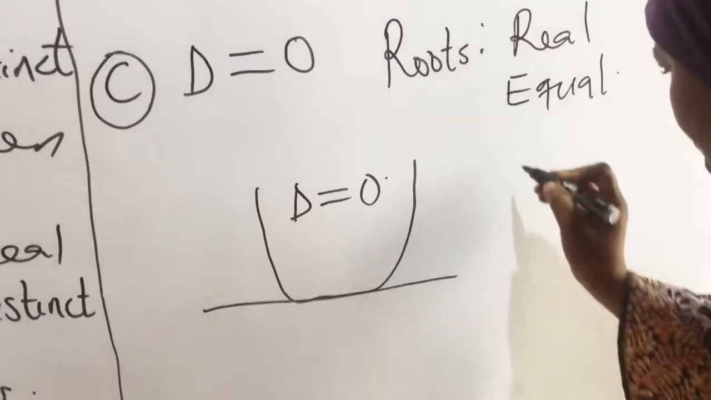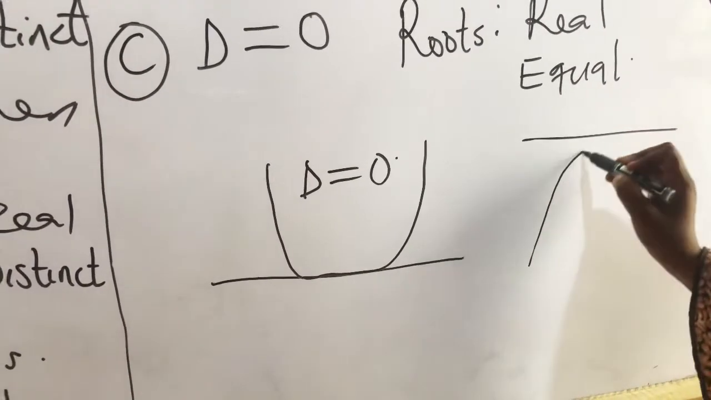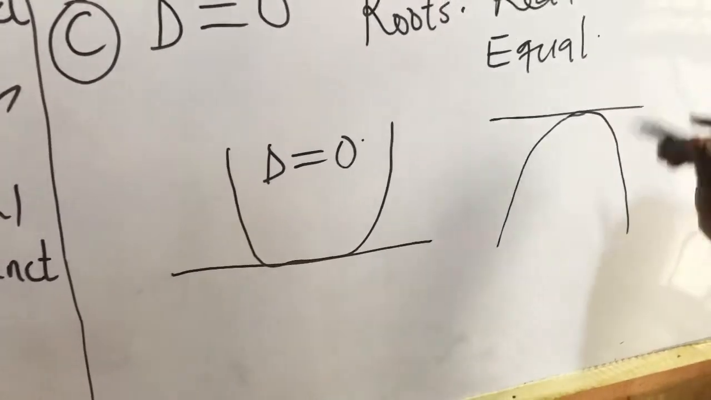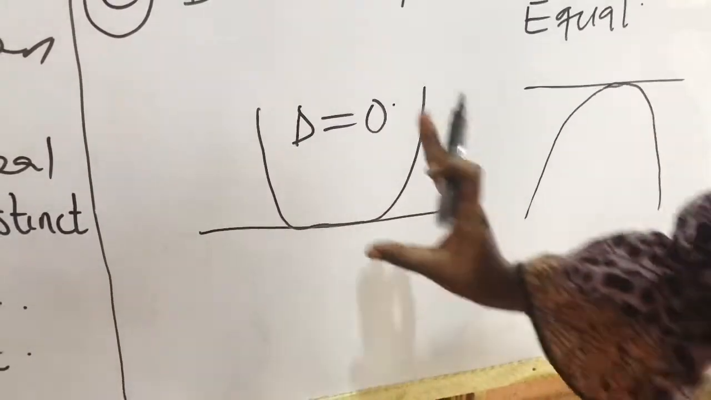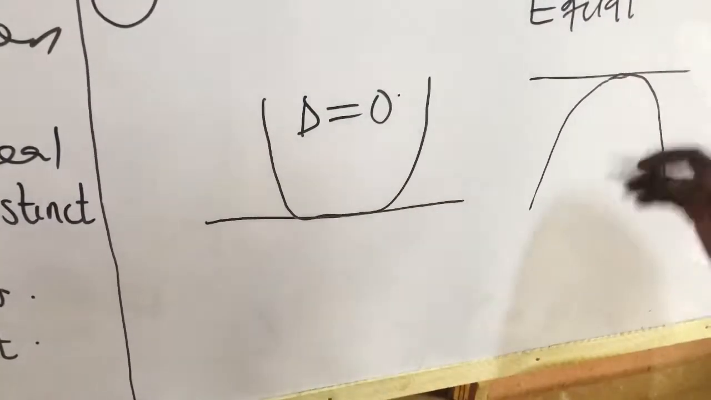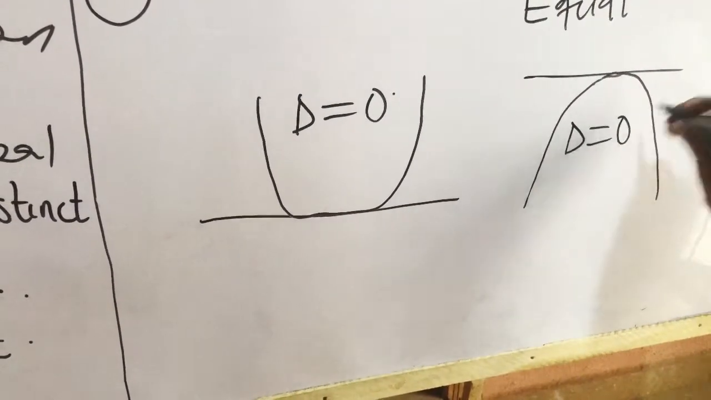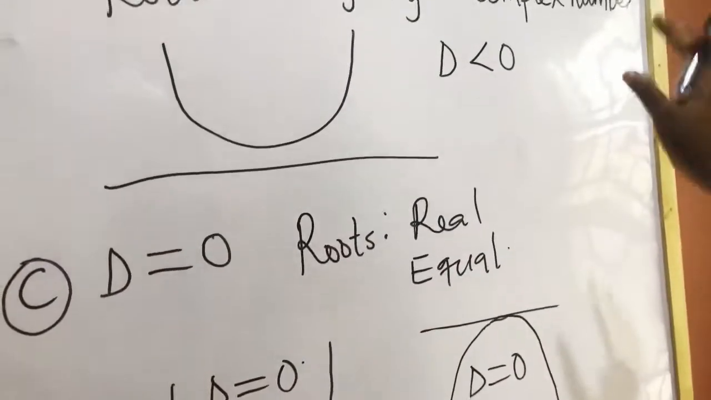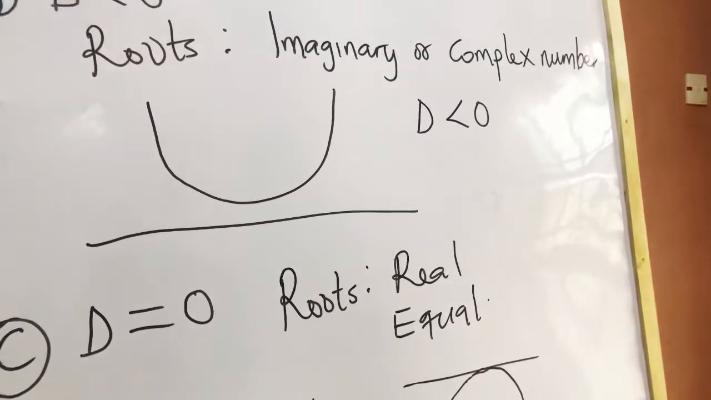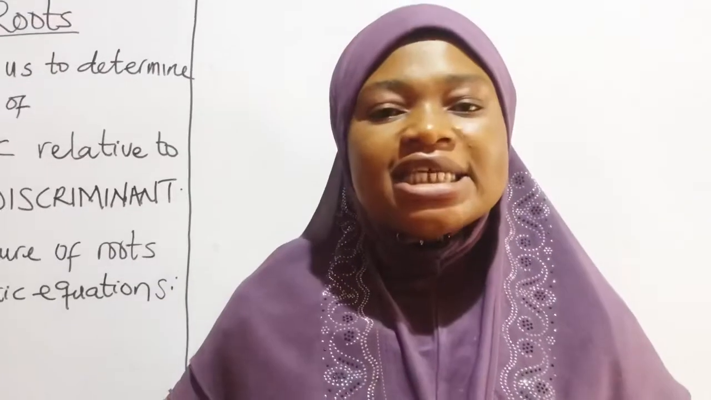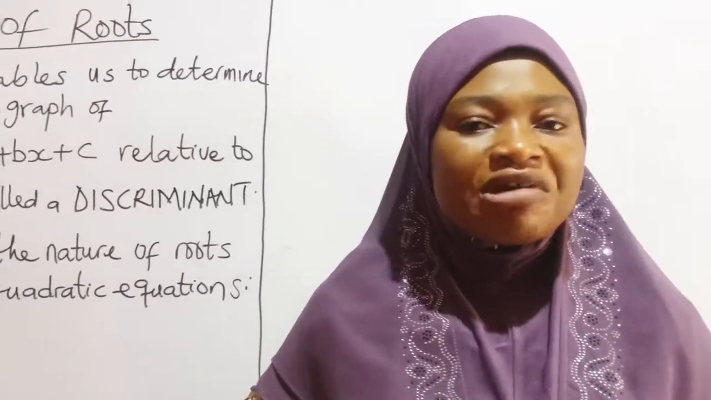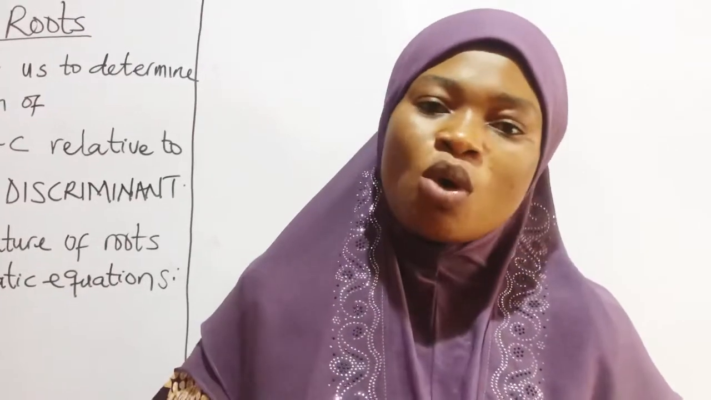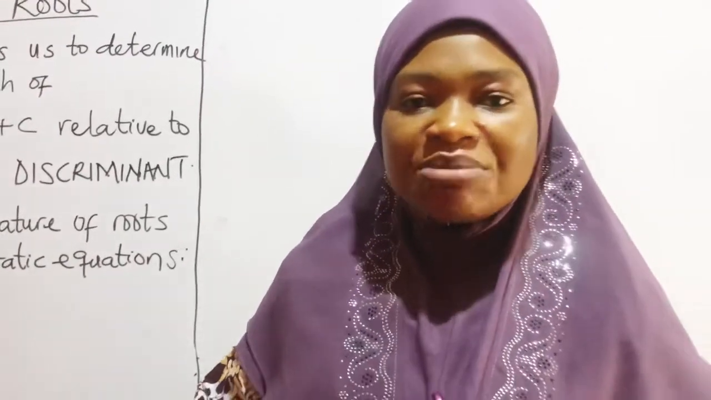Or it may just look like this, may look up. It must touch the axis at just 1 point. It will not cut the axis, but it just touches it at just 1 point. So that means D is equal to 0, and the nature of roots are real and equal numbers. So let's solve an example for us to understand it better. Since D enables us to know the position of the graph of a quadratic function and it enables us to know the nature of roots, it is called a discriminant.